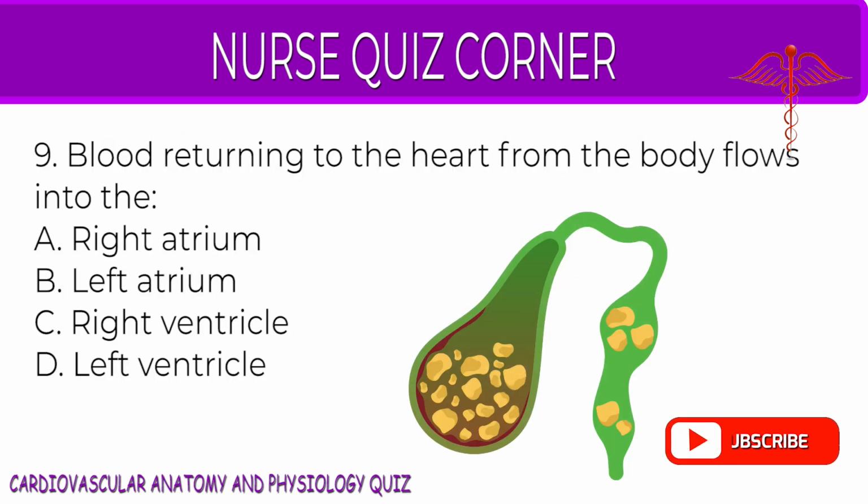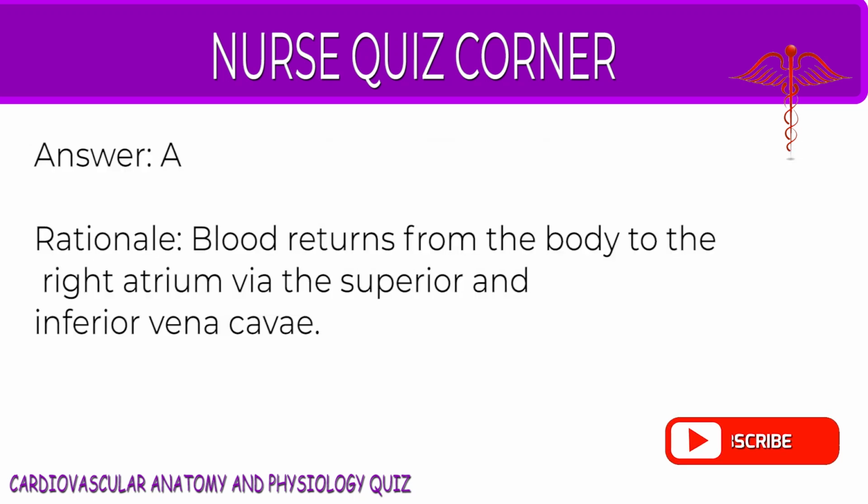9. Blood returning to the heart from the body flows into the A. Right atrium. B. Left atrium. C. Right ventricle. D. Left ventricle. Answer A. Rationale. Blood returns from the body to the right atrium via the superior and inferior vena cava.